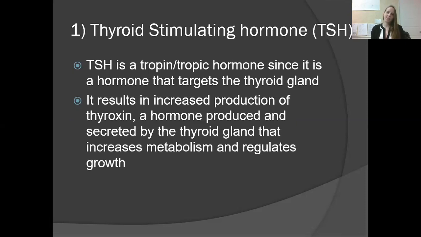So thyroid stimulating hormone, also called TSH, is a tropic hormone because it is going to go to the thyroid gland. As the name suggests, it is going to stimulate the thyroid gland. It causes an increased production of thyroxine, which is one of the thyroid gland's hormones. Thyroxine increases metabolism and regulates growth. We're going to talk more about thyroxine in a later lesson.